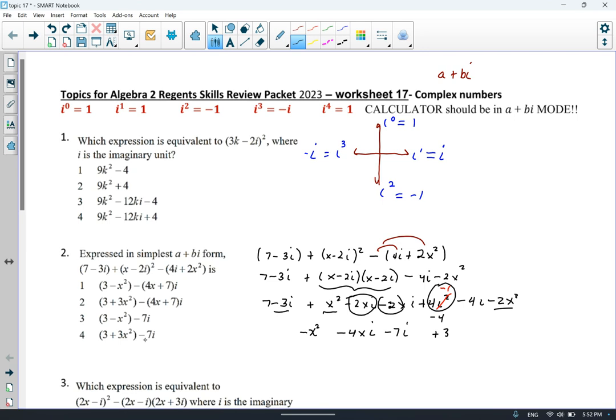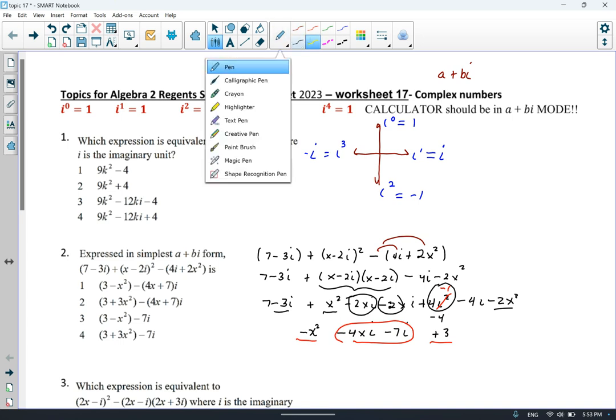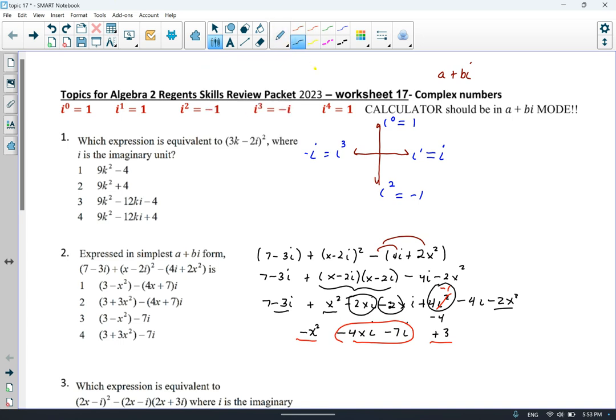So when you look at the choices, none of them match, but you can rearrange so the real piece is separate from the I piece. And that's what they had done. So let me get back to this. So they went 3 minus x squared. We call that the real piece because there's no I here. And then plus, they combined the negative 4xi minus 7i.